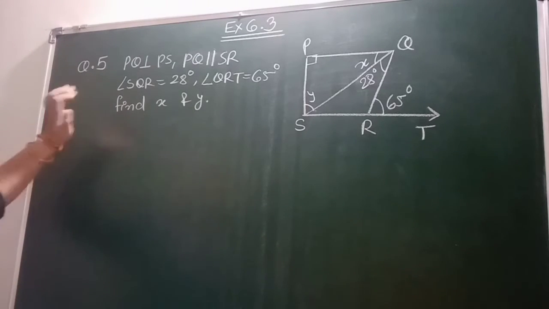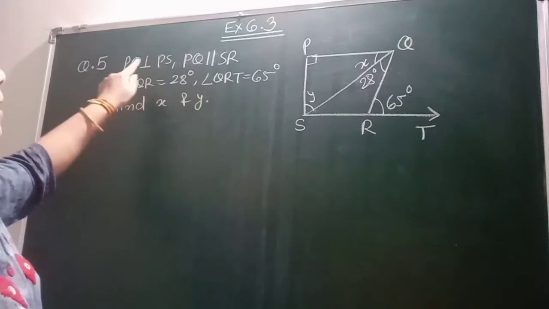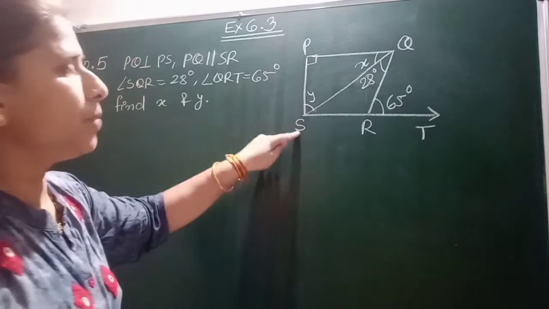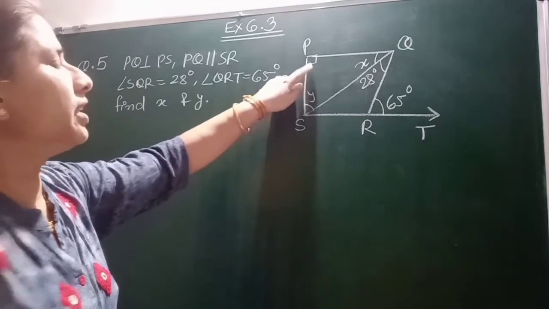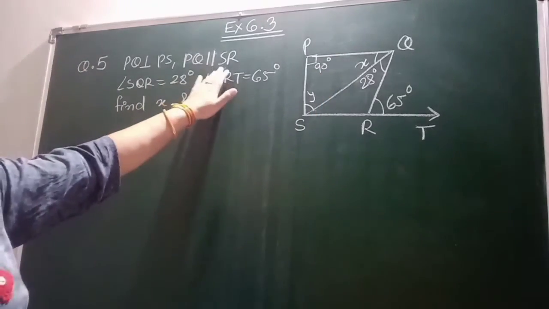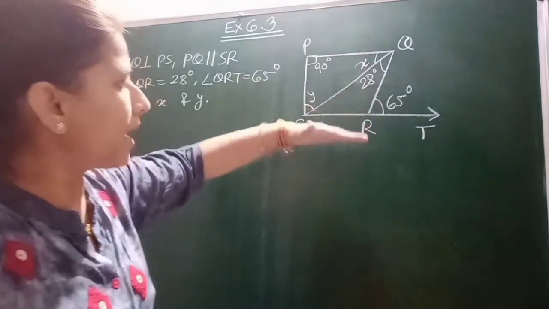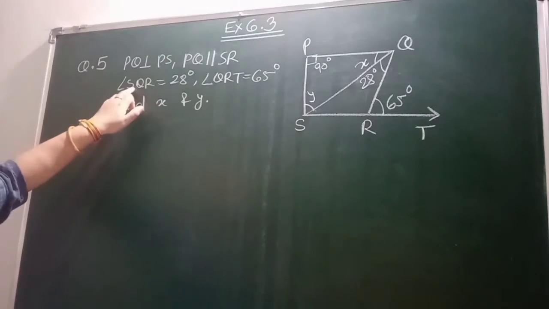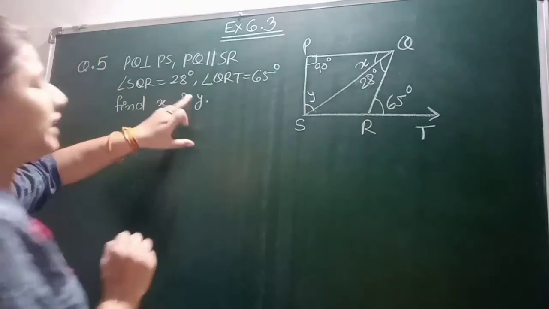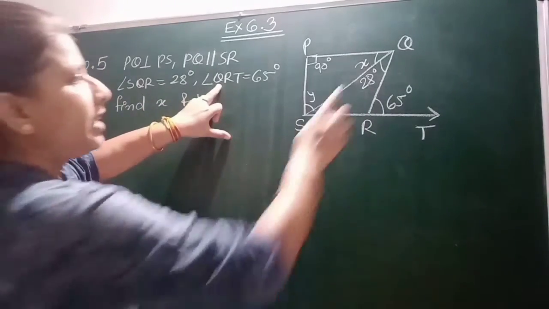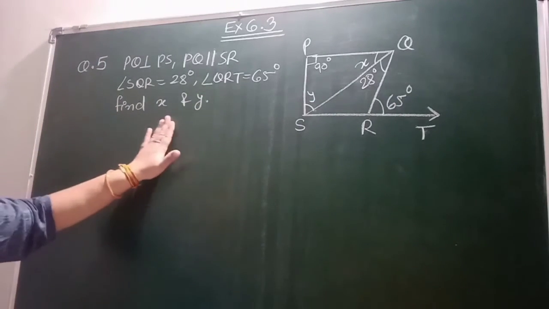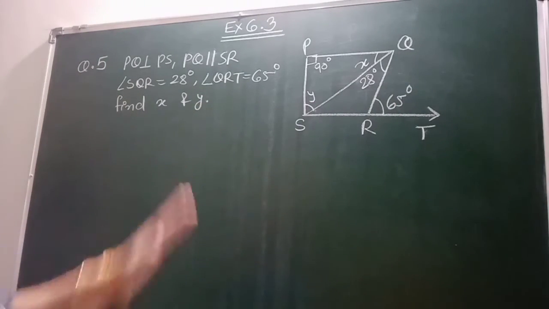Question number 5 is, in this particular diagram, PQ is perpendicular to PS. As you can see here, student, this angle equals 90 degrees. And PQ is parallel to SR. Angle SQR equals 28 degrees. Angle QRT equals 65 degrees. Then we have to find the values of X and Y.